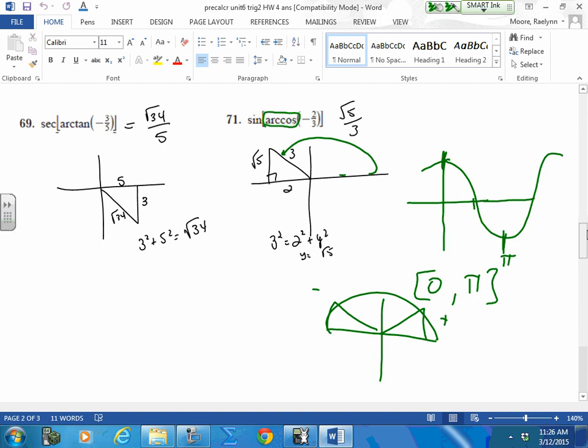Each one of them has 2 quadrants. Everybody's positive in quadrant 1. So the only thing you're really memorizing is that tangent and sine are negative in 4, and cosine is negative in 2. So all you have to remember.